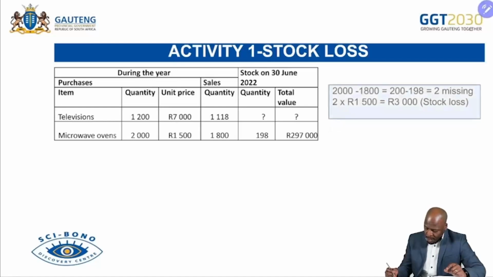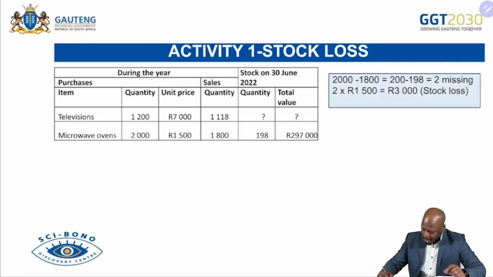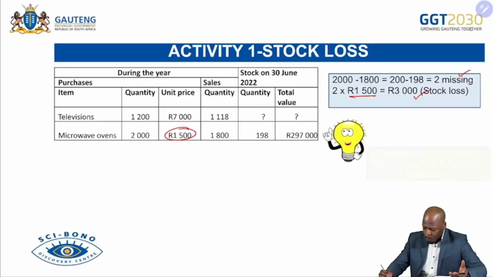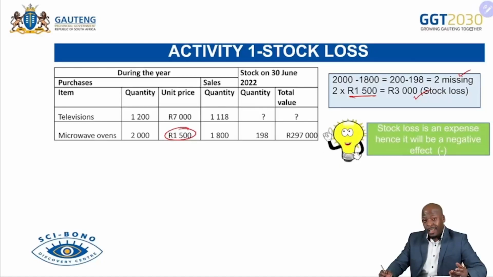All right, I want you to see this then. If we come here, you will see that here are my 2 that are missing. If I multiply it by the cost per unit, which is 1.5, I end up with 3,000, which is my stock loss. So if 3,000 is my stock loss, remember, I must show it. Let's come and see how we will show it. It is very important that you know that your stock loss is an expense. Hence, it will have a negative effect on our profit.